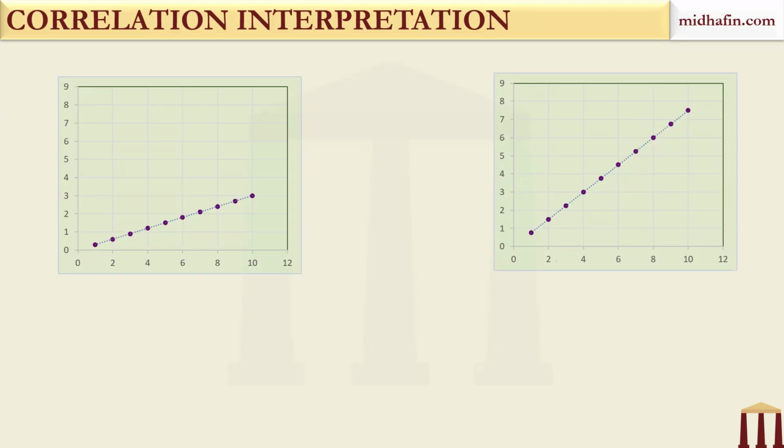First one or second one? Second one. Second one, of course, is steeper, so it's higher slope. So the first one slope is 0.3, again, actual data. Second one slope is 0.75. Okay, what about correlation? Whose correlation is higher?